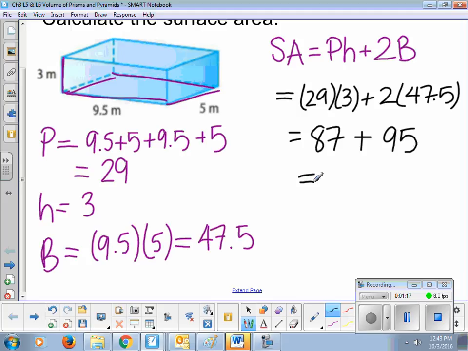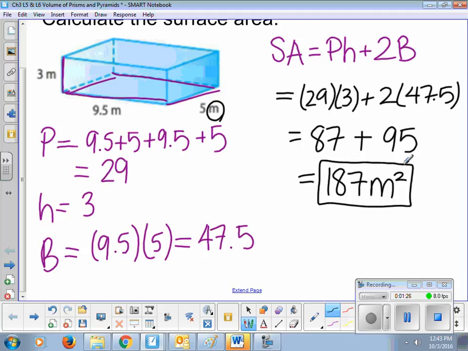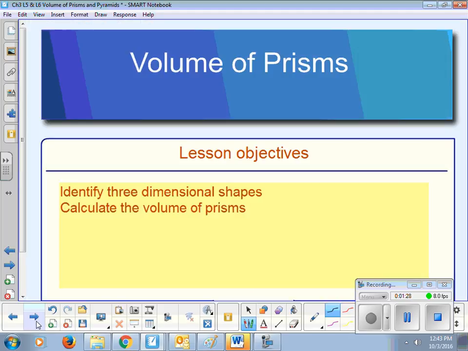Our last step would be to add those two values together. 87 plus 95 gives us 178. Our units are meters squared. Area is always units squared.